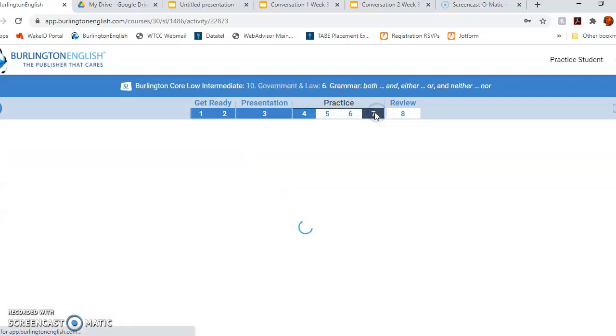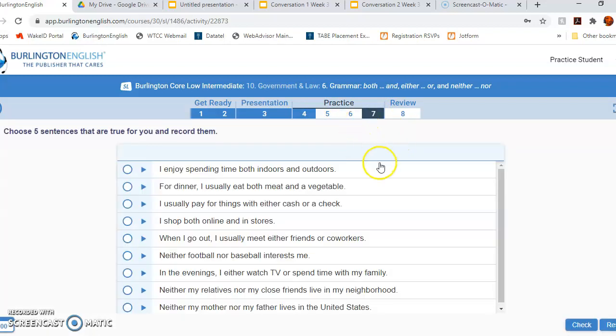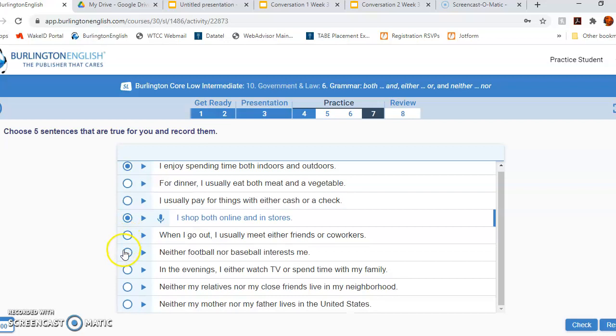Let's look in practice 7. Okay, this is a nice one. You get to read these and see which ones are true for you. So I'll show you some that are true for me. I enjoy both indoors and outdoors. Let's see, I shop both online and in stores. Okay, and let's see. Yeah, neither football nor baseball interests me. I'm not interested. I like to watch basketball.